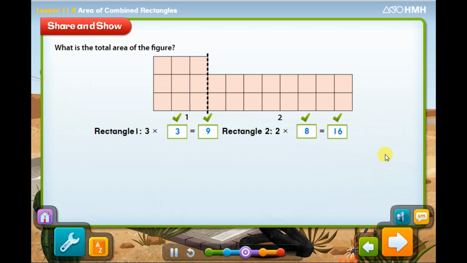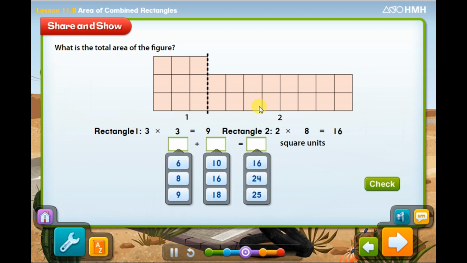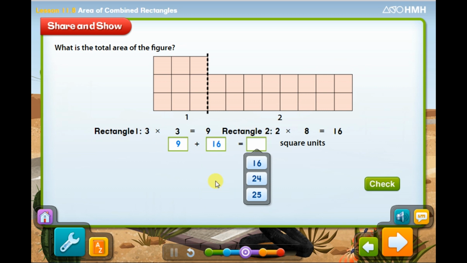Good job! The area of rectangle 1 is 9. 3 times 3 is equal to 9. The area of rectangle 2 is 16. 2 times 8 is equal to 16. So what should I do next? Now find the total area of the figure. We have to add all areas together. So 9 plus 16 will be 25.